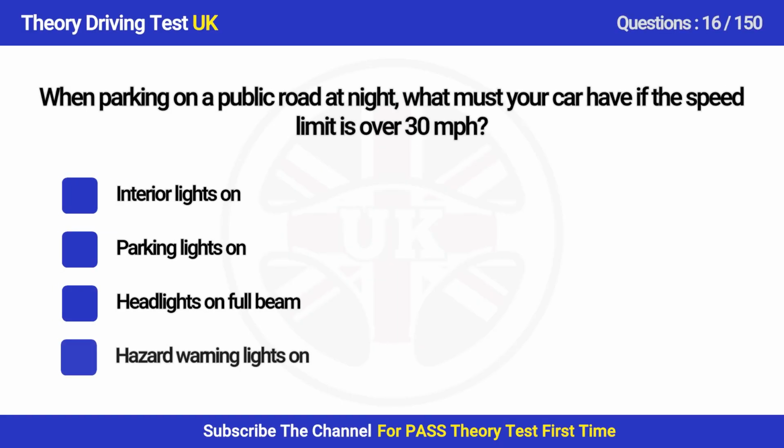Question 16. When parking on a public road at night, what must your car have if the speed limit is over 30? A. Interior lights on. B. Parking lights on. C. On full beam. D. Hazard warning lights on.